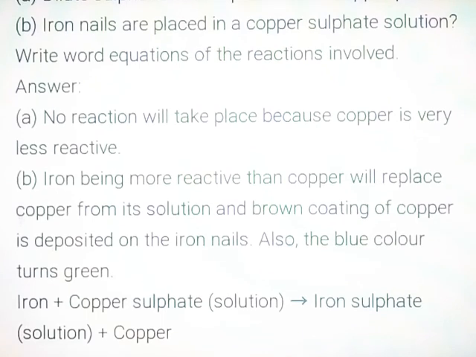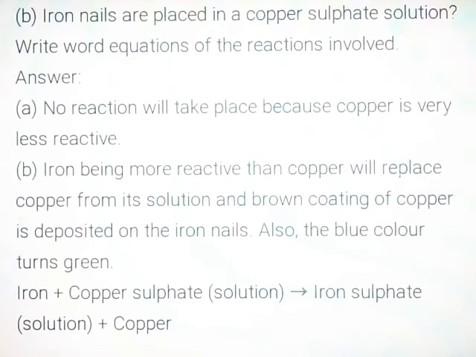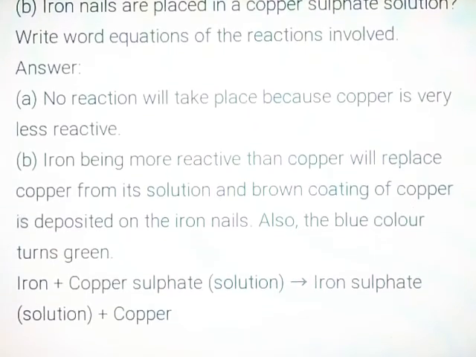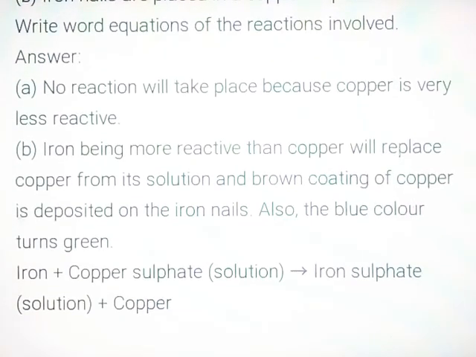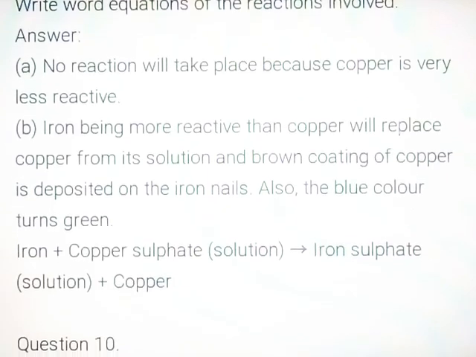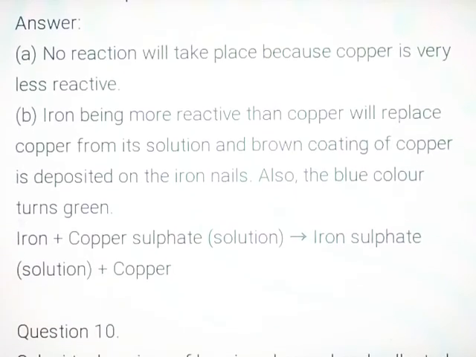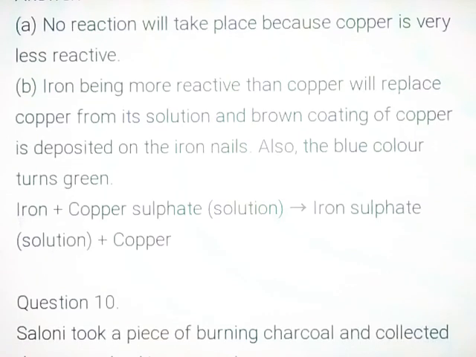Part B. Iron nails are placed in a copper sulfate solution. Write word equations of the reactions involved. Iron being more reactive than copper will replace copper from its solution, and a brown coating of copper is deposited on the iron nails. Also the blue color turns green. Iron plus copper sulfate solution forms iron sulfate solution plus copper.